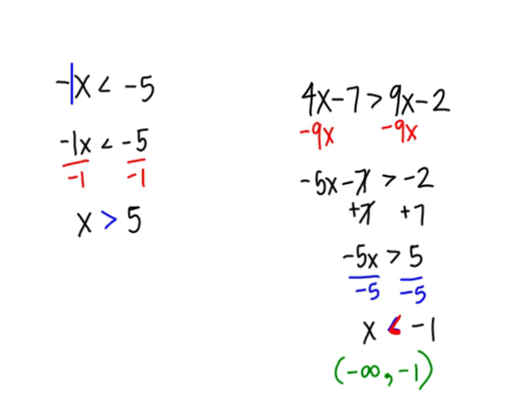Writing this in interval notation, I would start at 5 and go to the right, which would be infinity. 5 is going to take parentheses since it's strictly less than.